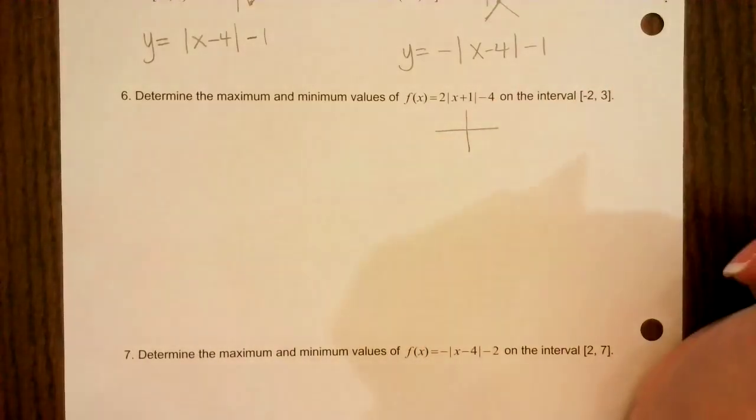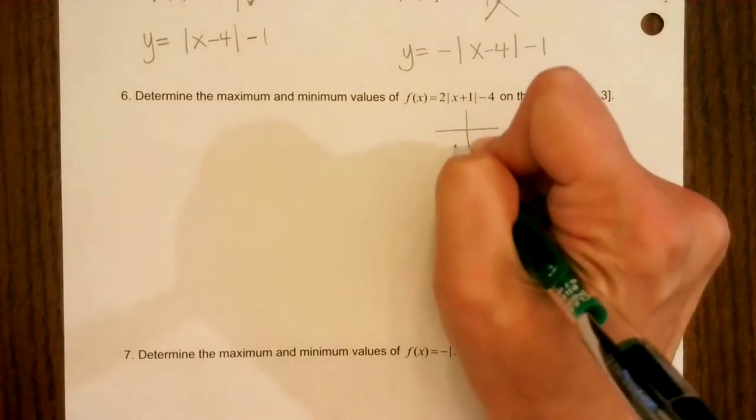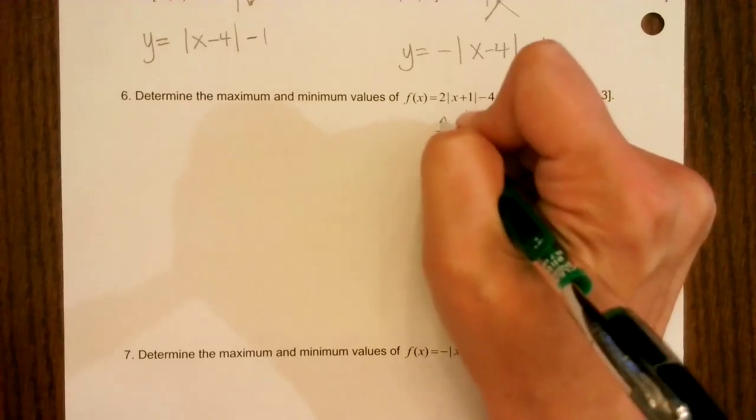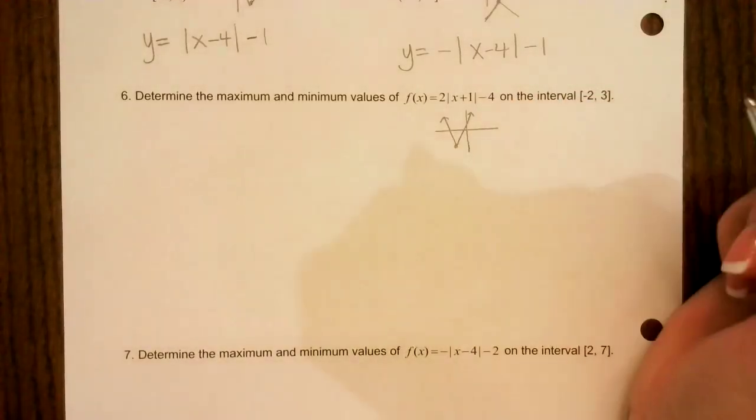Again, I'm going to sketch a quick picture just so I can see what's happening. So this went to the left one, down 4. It has a vertical stretch, so it's going to be a little skinnier than the parent function, less wide. And so we've got this right here.